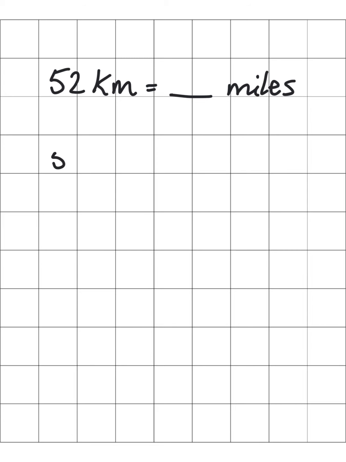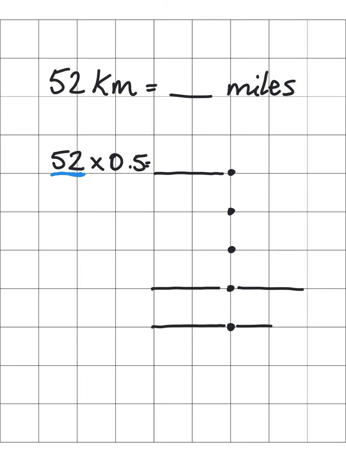So we halve it first. So 52 times by 0.5 equals, so it's a 2-digit number, which means we leave 2 squares, then we put a decimal point. We need 4 lines, that's 1, 2, 3, 4, and a 5th line for our total. And we can put those lines in. Now we're ready to rock.